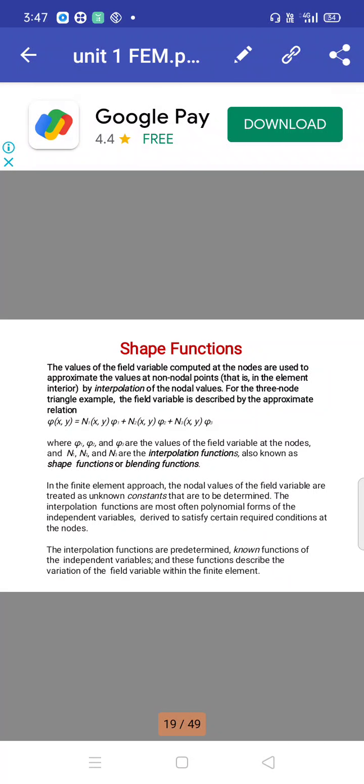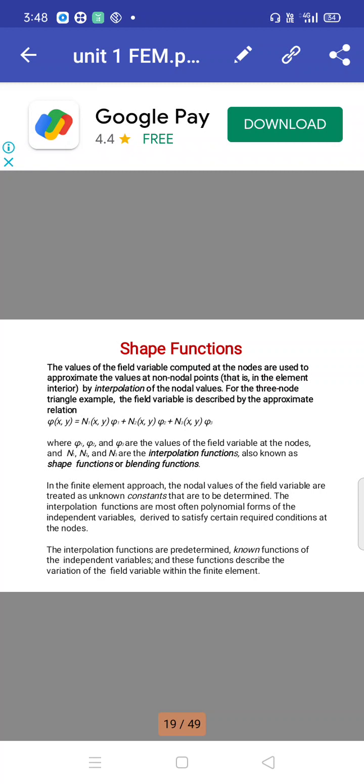Hi friends, in the finite element method, if you specify the component by the boundary value problem or boundary conditions, after that we have to specify the shape of the component. That's why we prefer the shape functions. The value of the field variable computed at the nodes is used to approximate the values at non-nodal points.